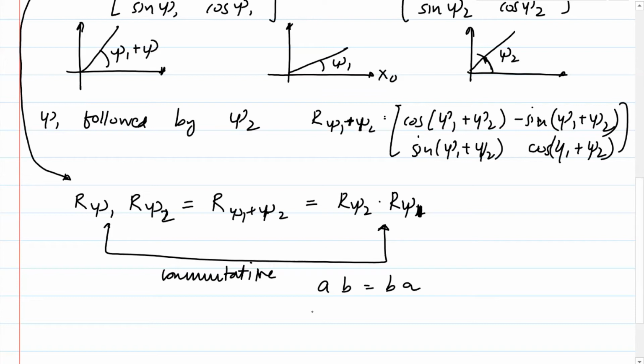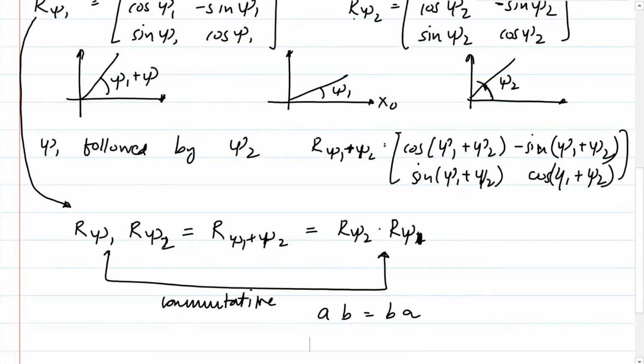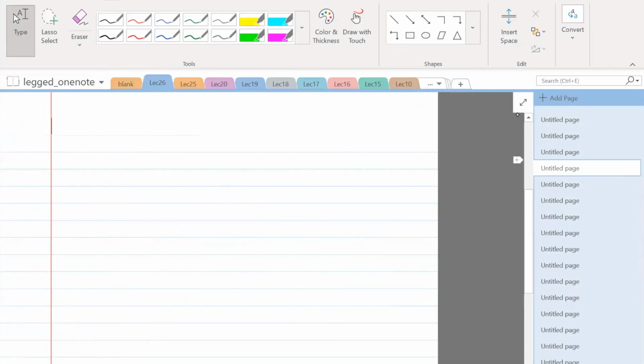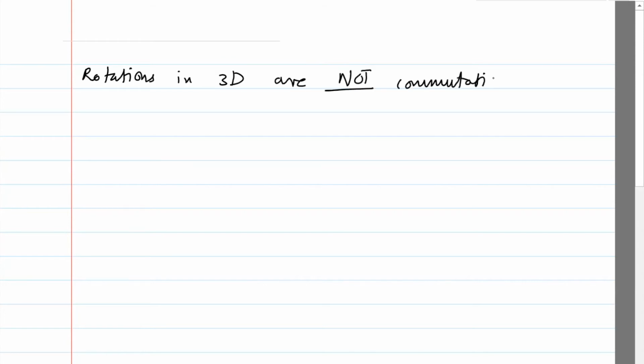Now in 3 dimensions, however, multiplication is not commutative. So rotations in 3D are not commutative. Okay, so the easiest way to see this, instead of proving it, is to actually do an example. So here is an example.